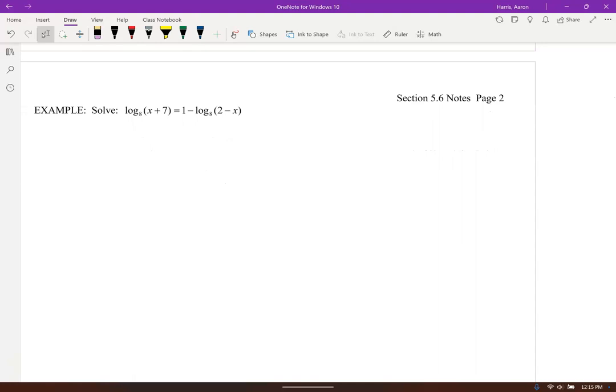Okay. All right, this one, what I'm going to do is I'm going to use some strategies from last time. I'm going to get both log base 8s on the same side.